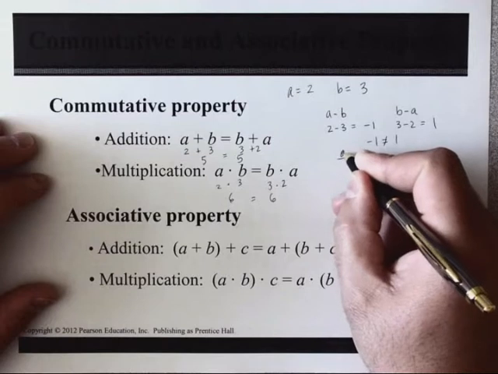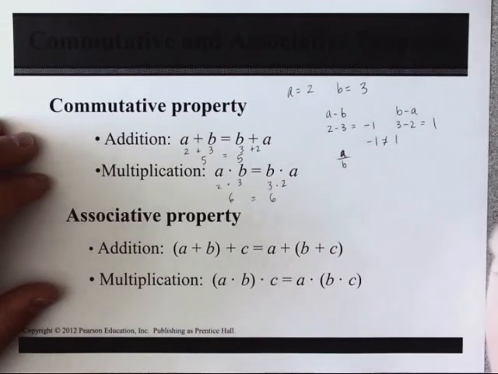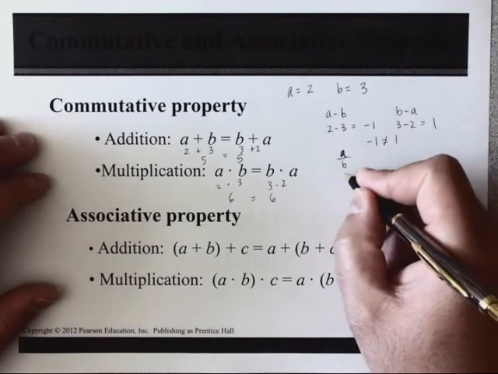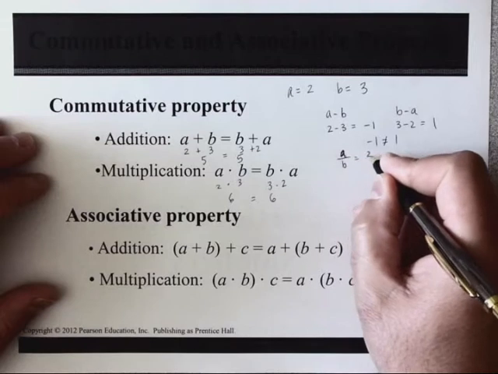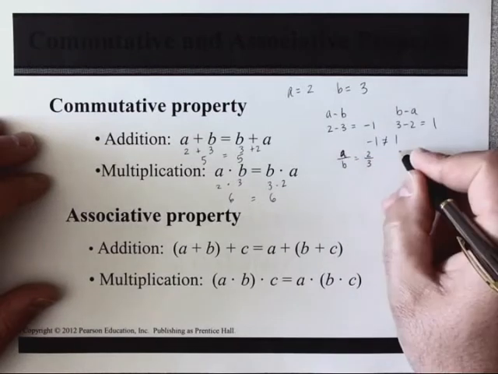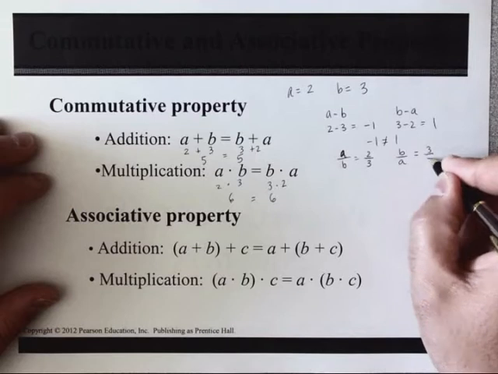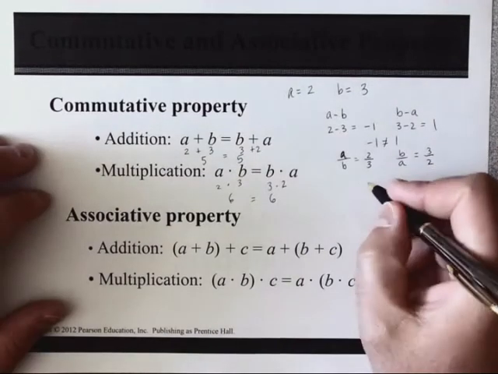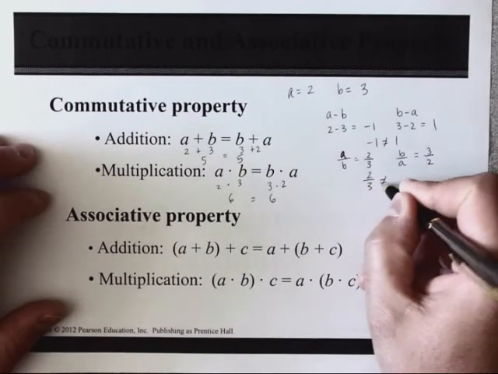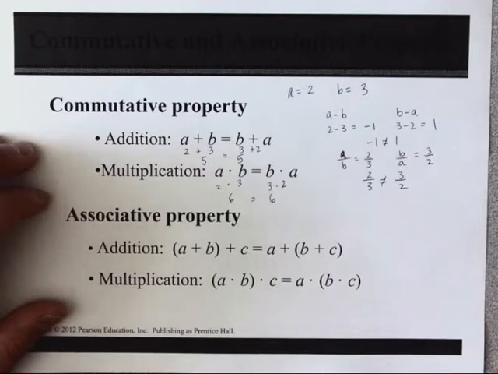It also does not work for division. A divided by B, that would be 2 divided by 3, 2/3. B divided by A, if I switch the order there, I get 3 over 2. 2/3 is obviously, once again, not equal to 3 over 2. Okay.